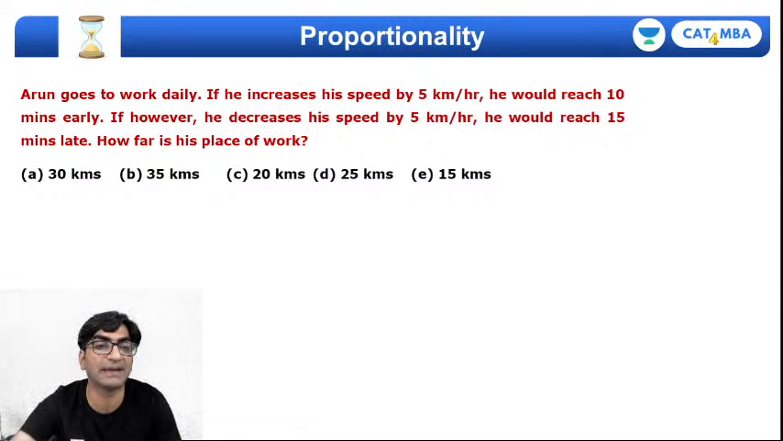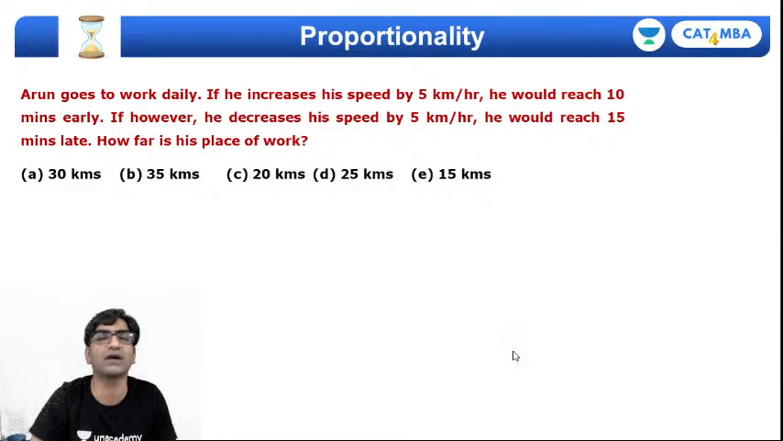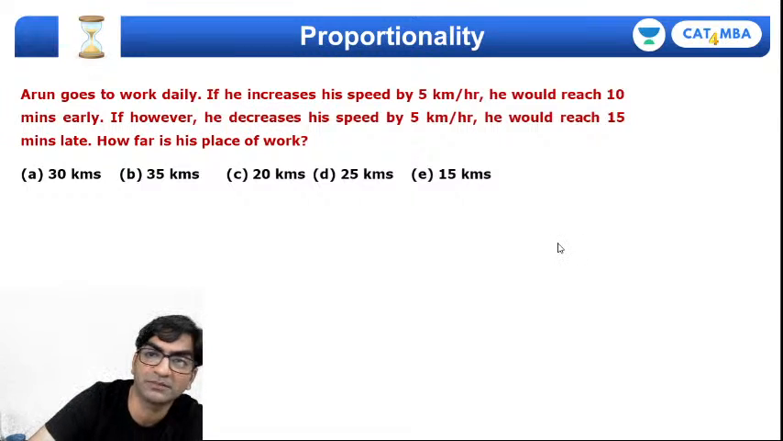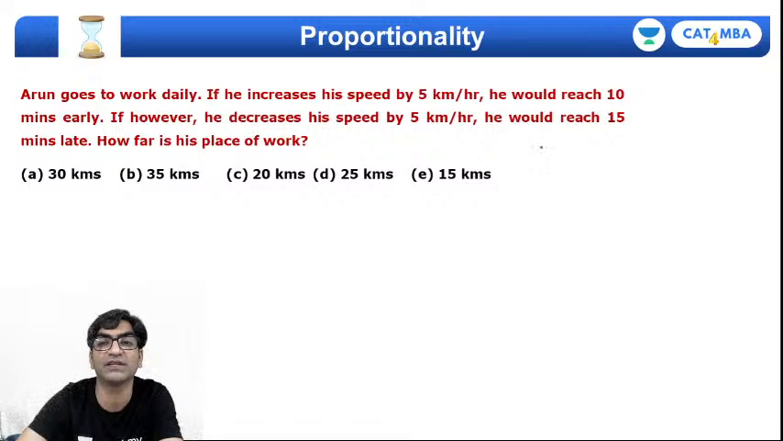Let's consider another example. Look at this one. Arun travels to work daily, right? The immediate hint, if he travels to work on a daily basis, then he's traveling the same distance to work. So if he increases his speed by 5 kilometers per hour, he would reach 10 minutes early. If, however, he decreases speed by 5, he would reach 15 minutes late, right?